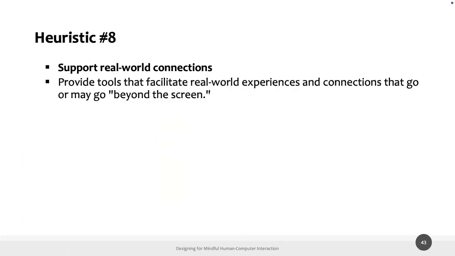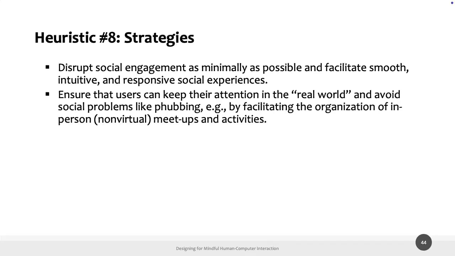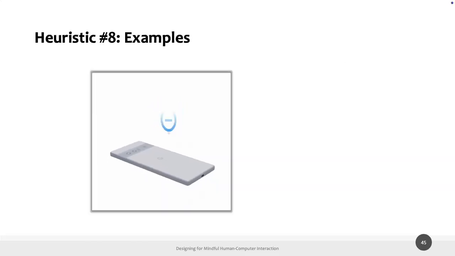And finally, heuristic number 8, support real-world connection. So provide tools that facilitate real-world experiences, so offline, and connections that go or may go beyond the screen. Some strategies: ensure that users can keep their attention in the real world, avoid social problems like phubbing, that is when we use the smartphone when we are with others, and so on. Give more importance to posts, comments, and interactions from close ties. And here are some examples.